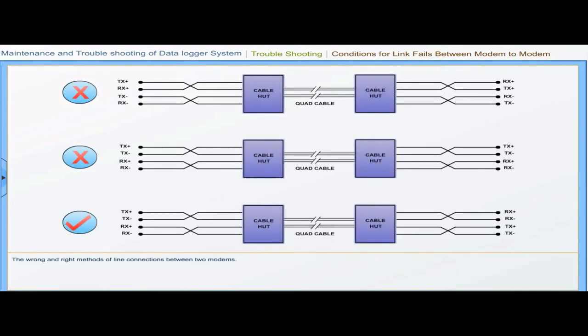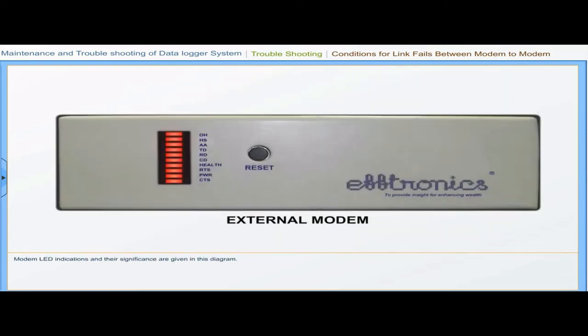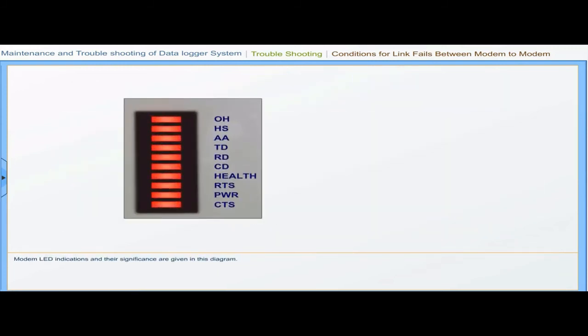The wrong and right methods of line connections between two modems. Modem LED indications and their significance are given in this diagram. OH LED on, modem picks up the line. OH LED off, modem hangs up. HS LED on, modem connected in high speed.